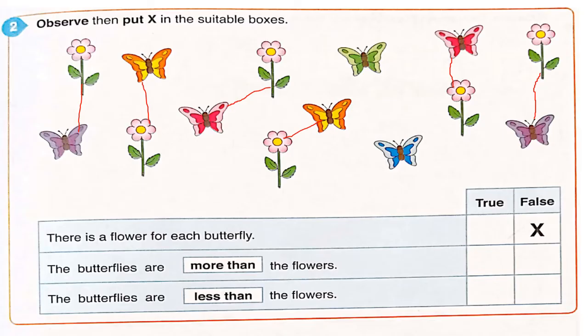Number 2. Observe and put X in the suitable boxes. There is a flower for each butterfly. Let's see. There is a flower for each butterfly? No. So I go and I put a cross in the column of false.